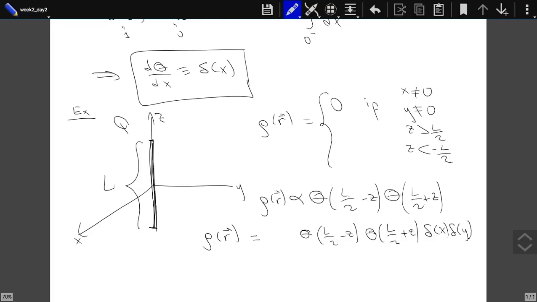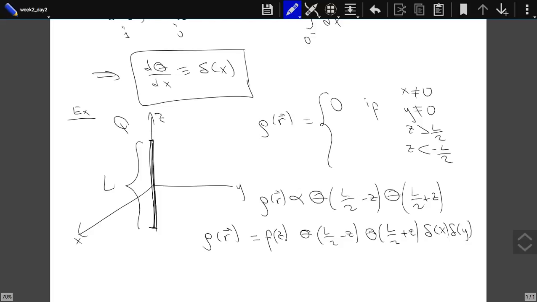So the proportionality over here can be, in fact, any function that you like. We assumed it to be a constant, but it doesn't have to be a constant. But since x has to be 0, it cannot depend on x. And y has to be 0. We cannot really write the y dependence. So here we can put, in fact, any function that depends on z. So if you have a charged rod, its charge density should have this form.